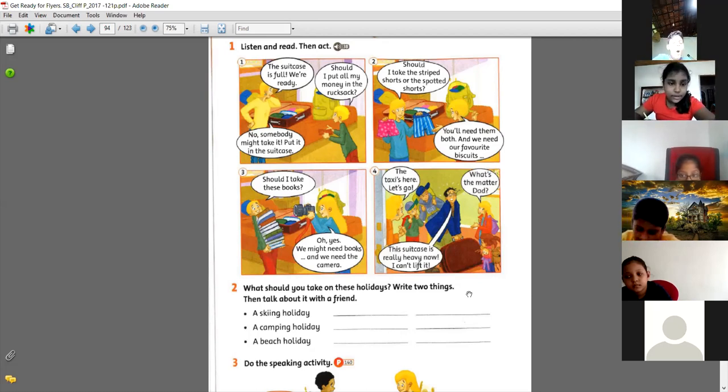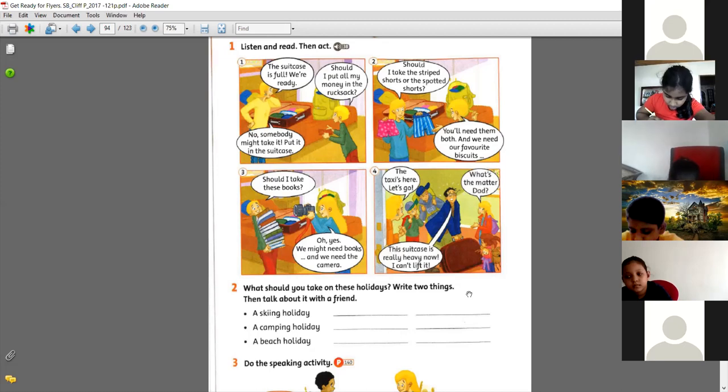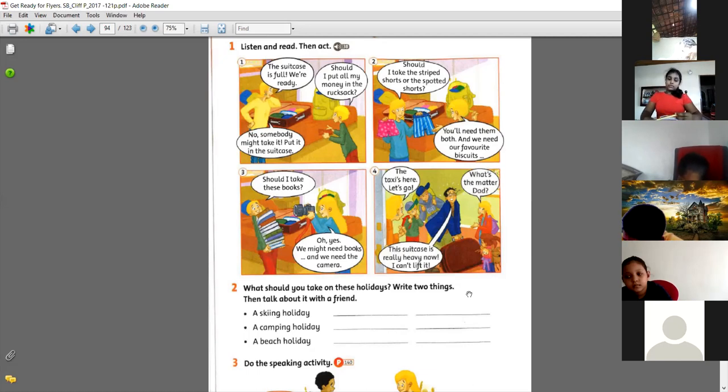I have it in the teacher. Yes, can you tell me what are the answers? A skiing holiday: gloves, ice skates. A camping holiday: a tent, a torch. A beach holiday: sunscreen and a hat. All right, sunscreen and a hat. Good. Well done.